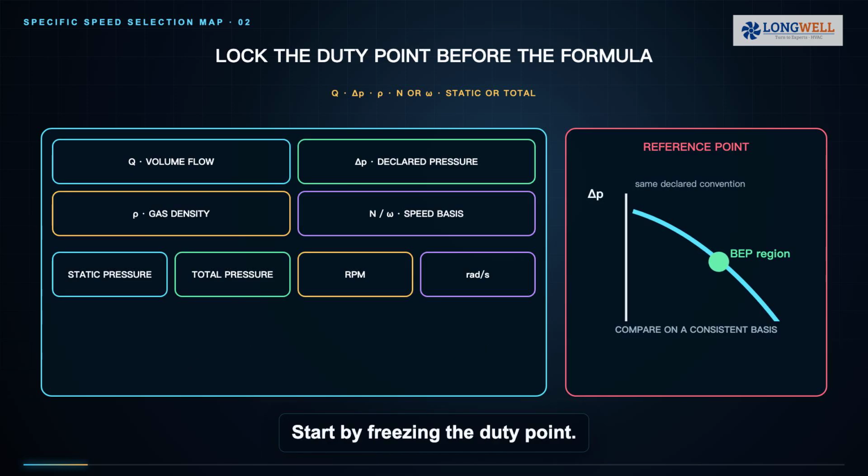Start by freezing the duty point. Record volume flow Q, the declared fan pressure rise delta P, gas density ρ, and rotational speed. State whether the pressure is static or total and whether speed is revolutions per minute or angular speed. Specific speed evaluated at one arbitrary curve point is not the design fingerprint usually intended. Compare machines at a consistent reference, commonly near their best efficiency region.